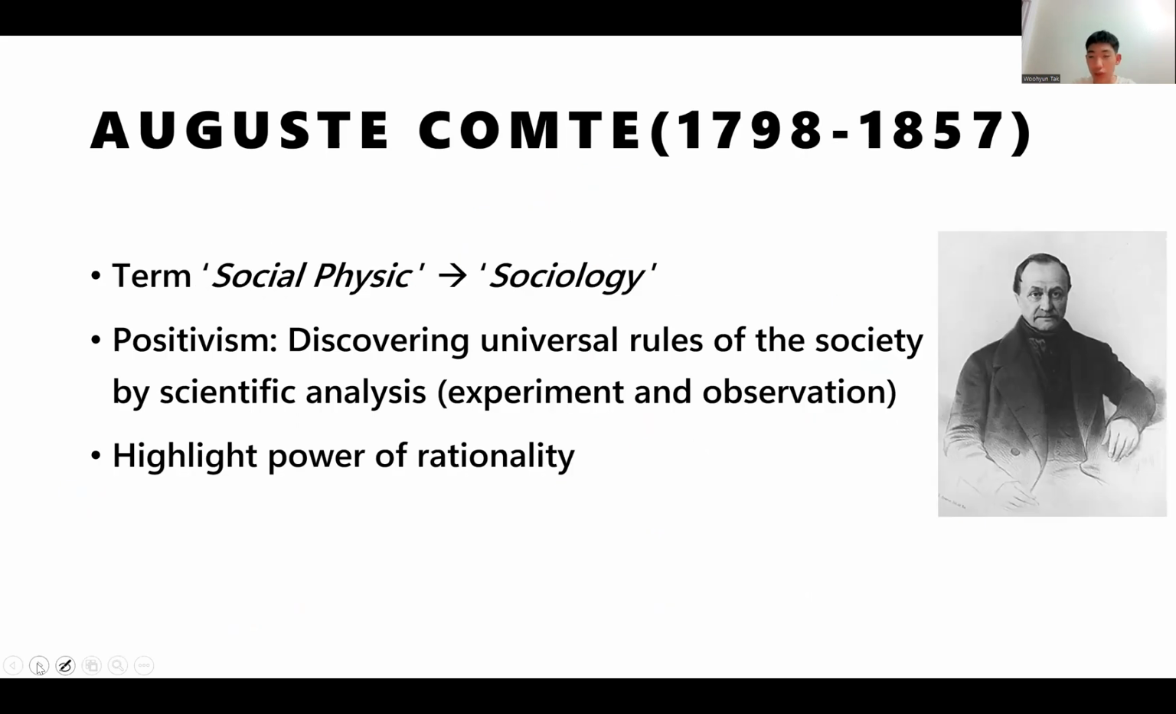From now on, we will go through the main scholars that led to the development of sociology. I want to first introduce Auguste Comte, who created the term social physics. Sociology first started from the word social physics, but later developed into sociology. He supported positivism, which covers universal rules of society through scientific analysis, such as making experiments and observations. He also highlighted the power of rationality that every human has. Humans move according to their rationality. And we briefly learned about Comte.